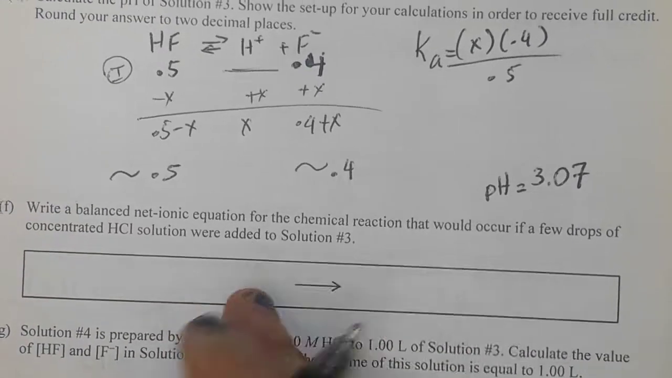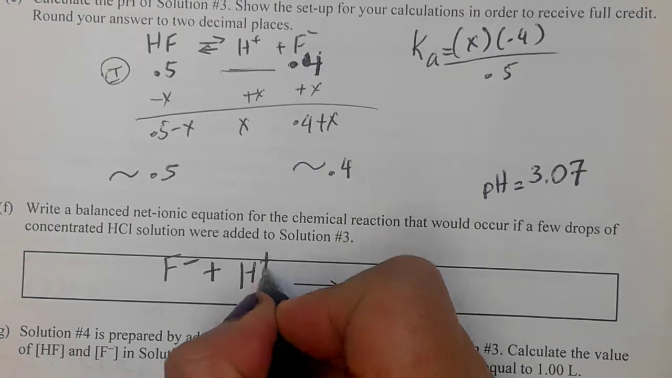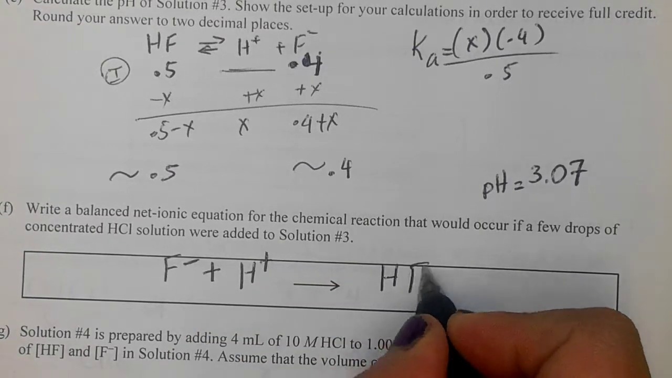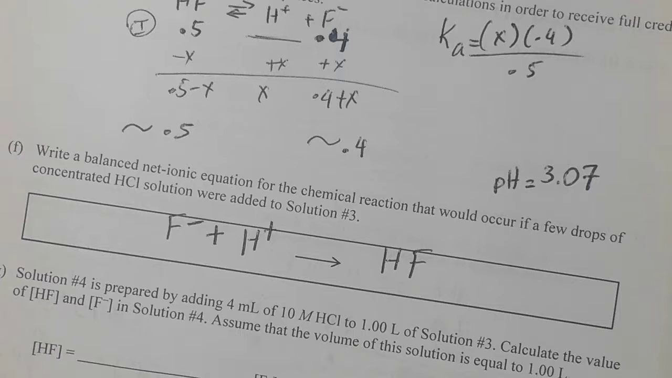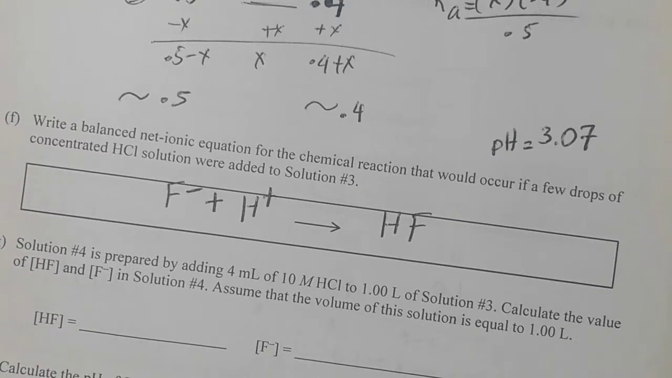Okay. So F minus plus H plus is going to go to HF, right? That's what it's going to do. Make sense? Questions? Now, if you add a strong base, that's going to be a different problem, right? Then your OH would react with HF, and then we're going to do this stuff. Okay? All right.